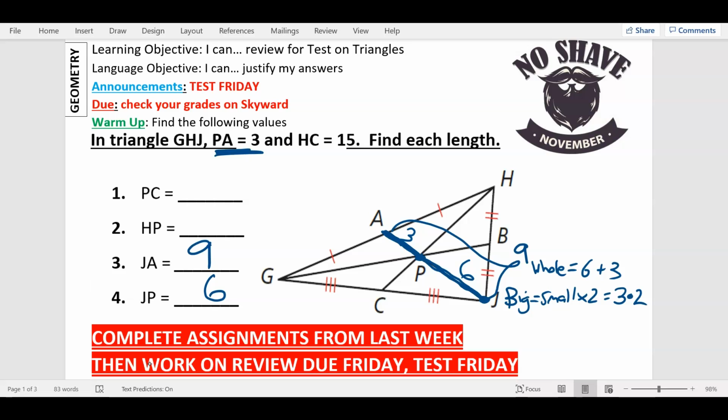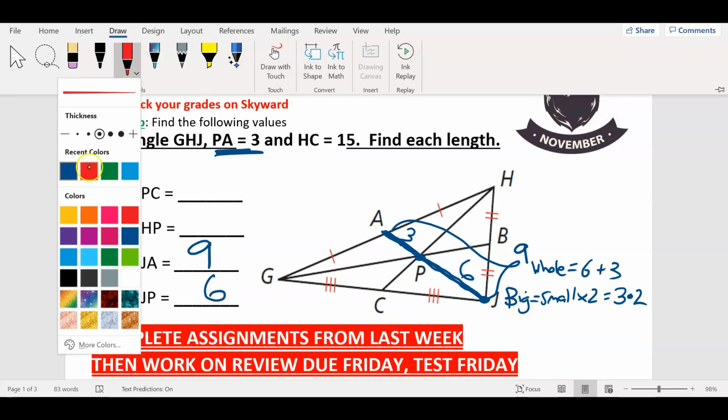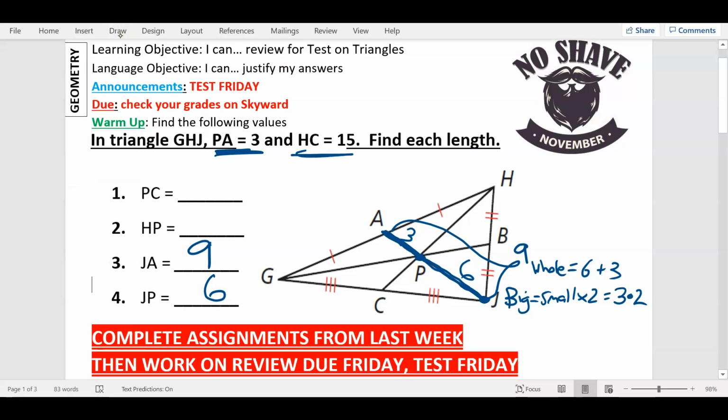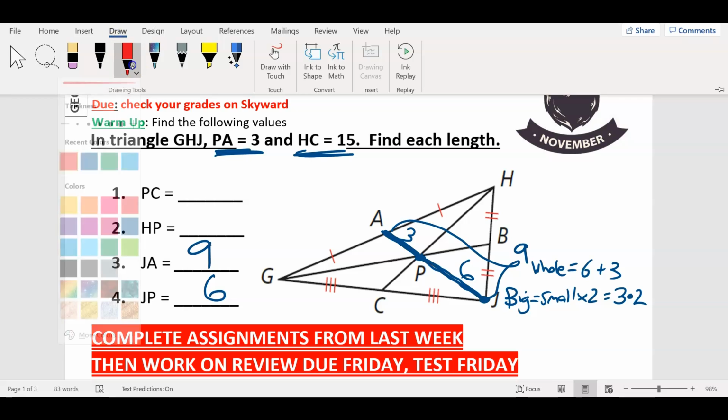All right, so let me recap. On your assignment from yesterday, you did this before. If you're given the small part, double it to get the bigger part, add them up for the whole thing. Okay? Now, the next little part, let's change my color here.